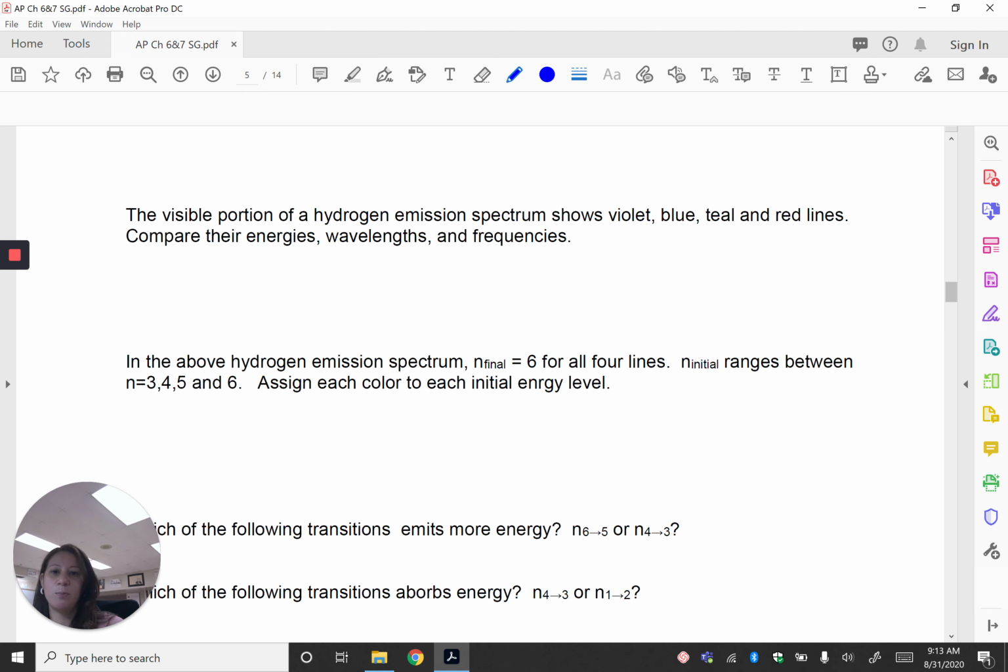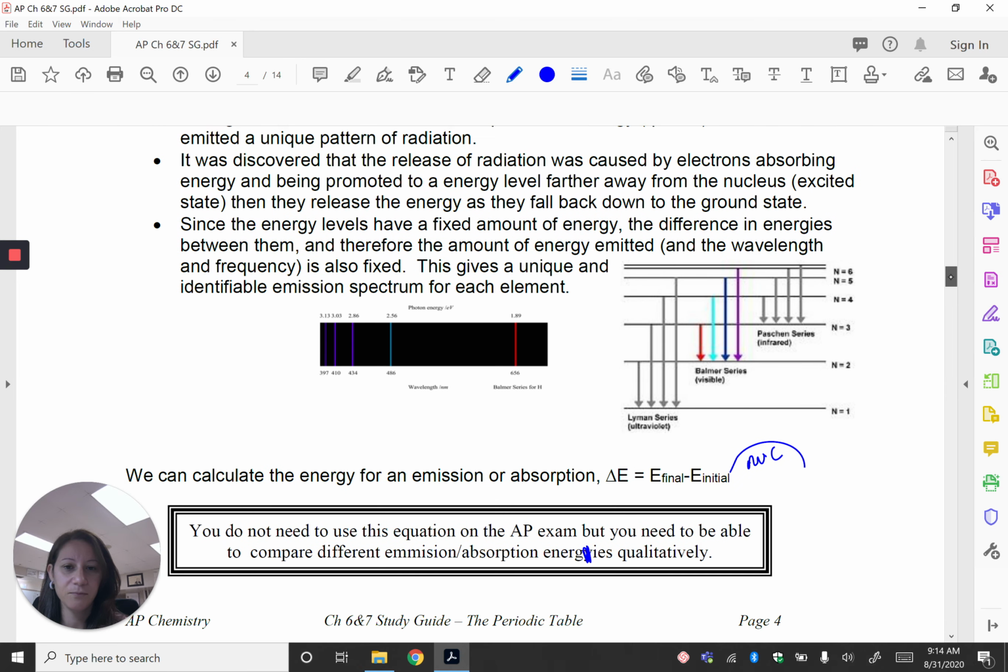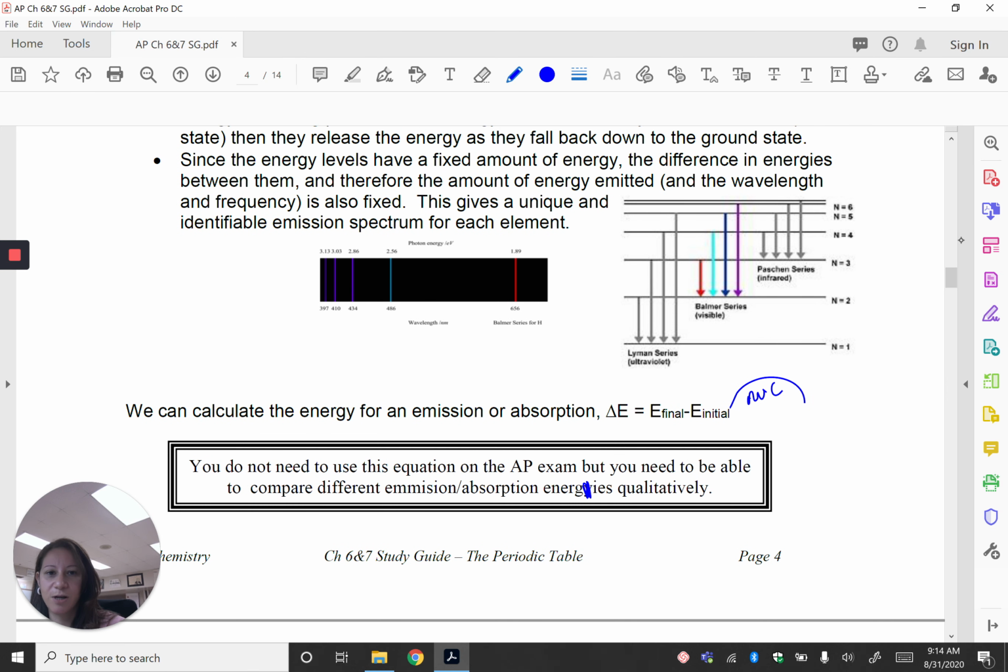The visible portion of a hydrogen emission spectrum shows violet, blue, teal, and red lines. Compare their energies, wavelength, and frequencies. And I'm going to refer to this picture that we had here. This is the emission spectrum of hydrogen. So we have a violet, a blue, a teal, and a red. Those are the ones that are in the visible spectrum. And this actually shows you the different jumps, the different emissions.